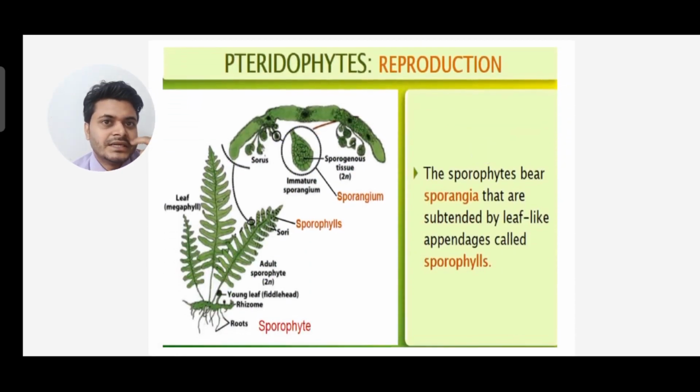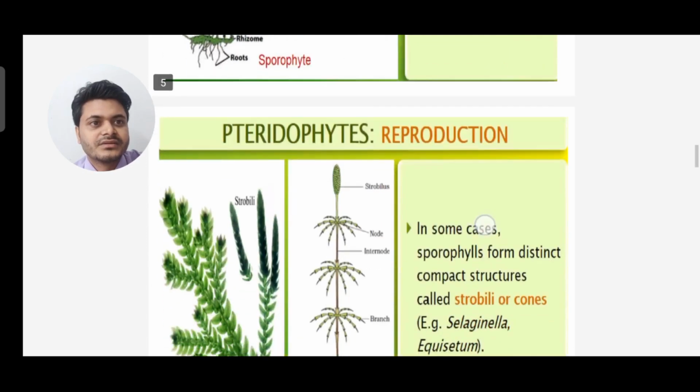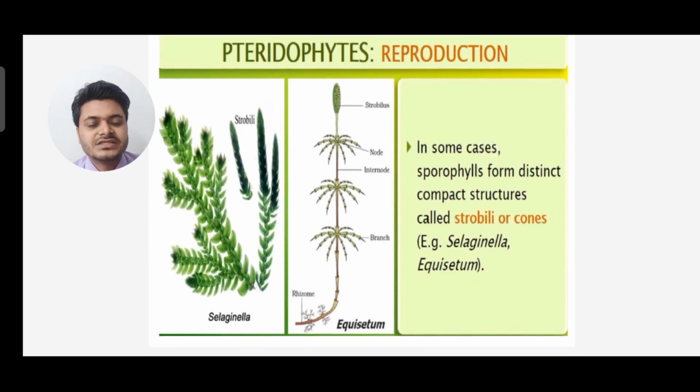Now let's see the reproduction of pteridophytes. The cycle has been given. The sporophyte bears sporangia that are subtended by leaf-like appendages called sporophylls. In some cases, sporophylls form a distinct compact structure called strobili or cone. We can see this in Selaginella, on the left side of the picture, and Equisetum, on the right side.